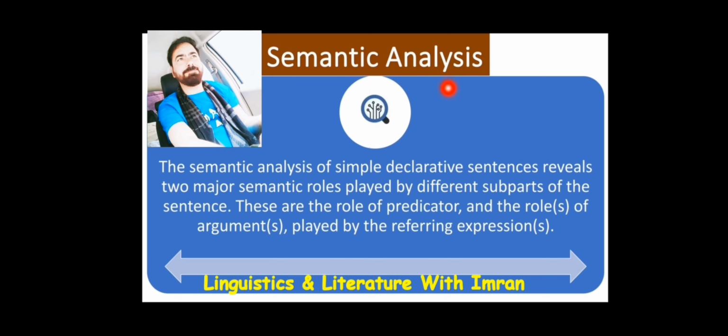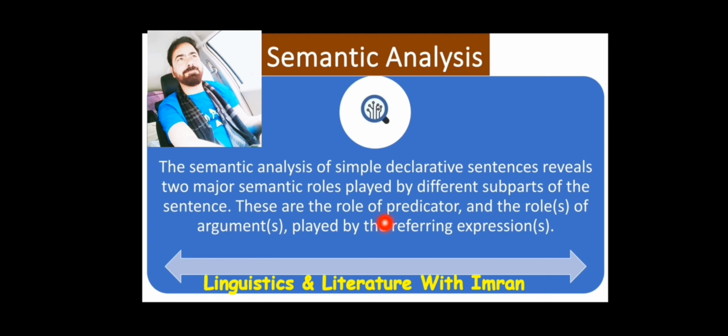This topic is a little bit complicated and technical, so you need to pay attention because there is logic. So the semantic analysis of a simple declarative sentence reveals two major semantic roles played by different subparts of a sentence. So these are the role of predicator and the roles of arguments played by the referring expression. So the role of arguments, they are actually referring expression, and the role of predicator is actually predicate.